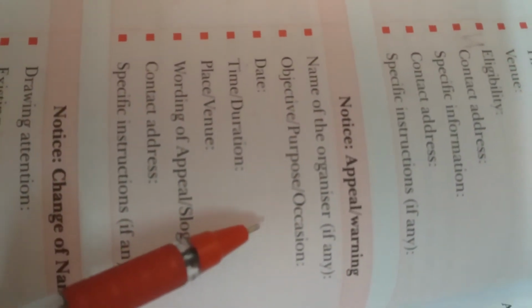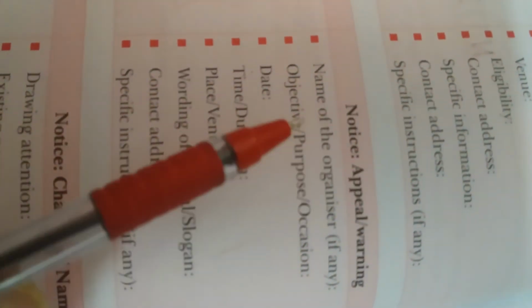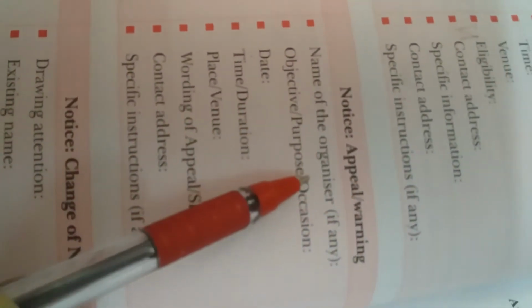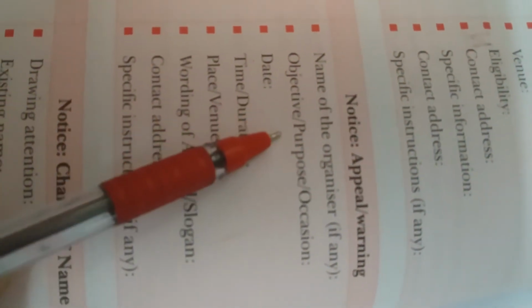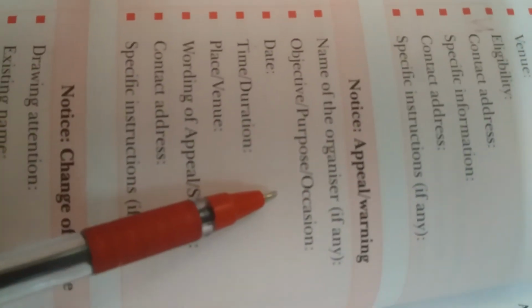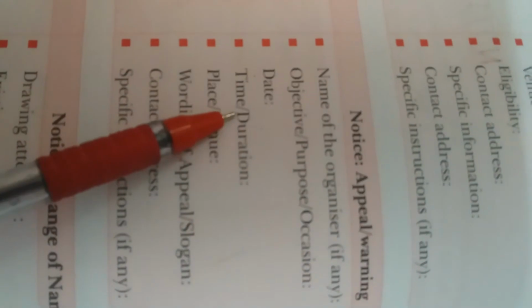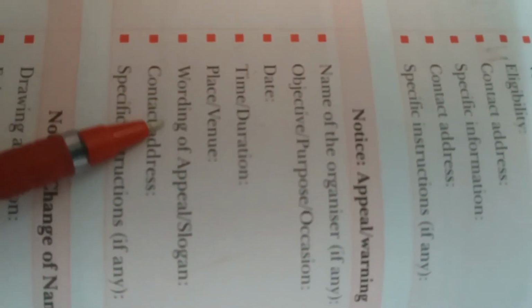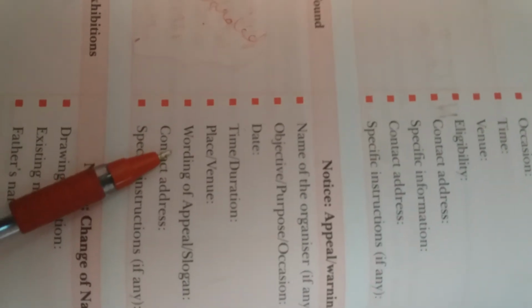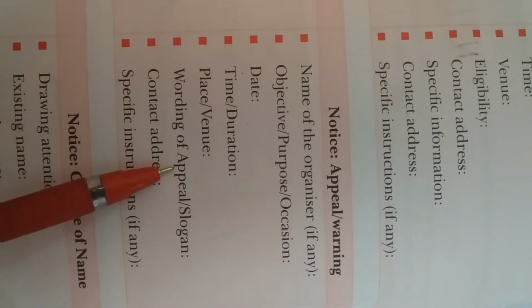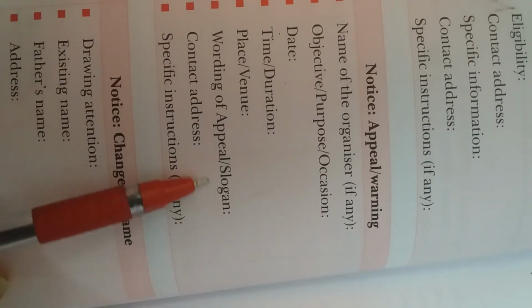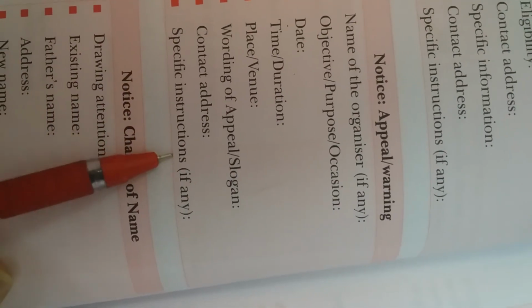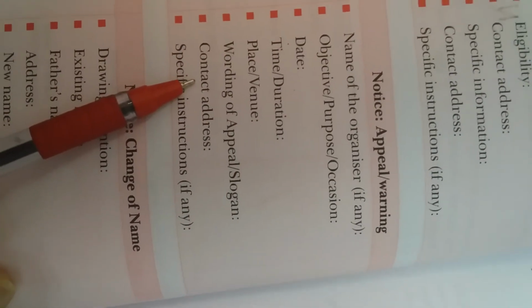Then the next is notice for appeal or warning. Now, for an appeal, again we have to write the name of the organizer who is making that appeal, then the objective or purpose or occasion, then the date, then time, place, then the wording of the appeal, along with the slogan. Then again some specific instruction if we want to add, and then whom we should contact.